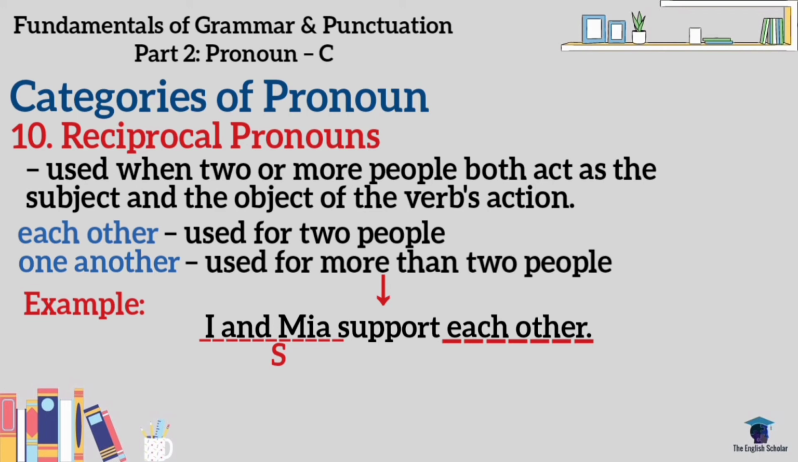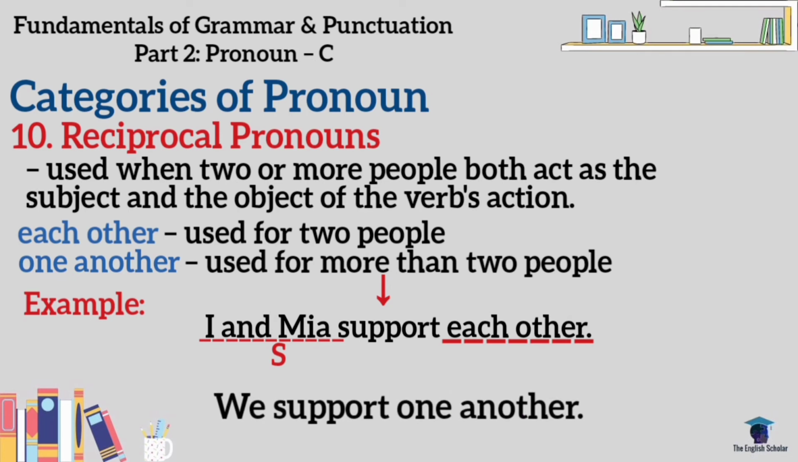Let's have an example for one another. We support one another. We already have a hint what one another is for. We use it for 3 or more people all doing the same action and all receiving the same action. So this sentence means I support others and others also support me. We give and we take. That's the usage for the phrase one another.